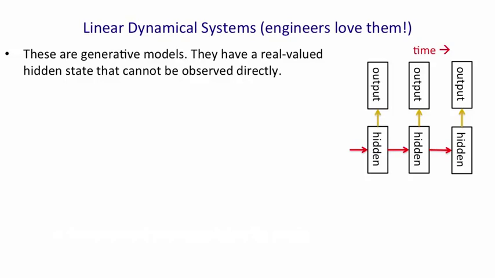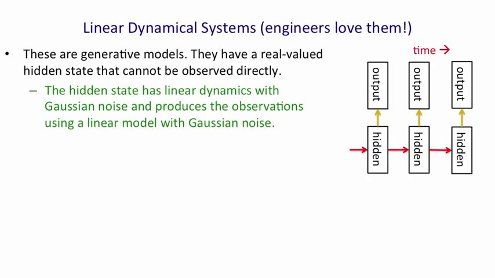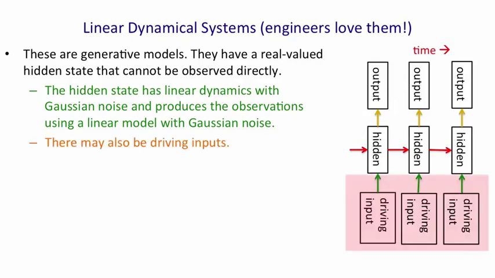So one standard model is a linear dynamical system. It's very widely used in engineering. This is a generative model that has real valued hidden state. The hidden state has linear dynamics shown by those red arrows on the right. And the dynamics has Gaussian noise so that the hidden state evolves probabilistically. There may also be driving inputs shown at the bottom there, which directly influence the hidden state. So the inputs influence the hidden state directly. The hidden state determines the output.